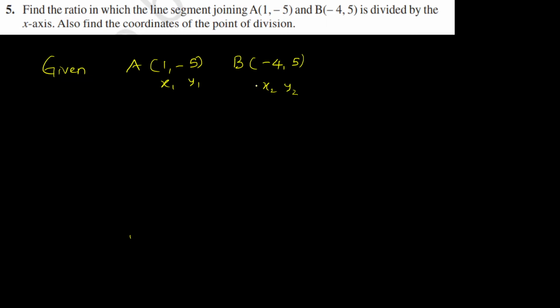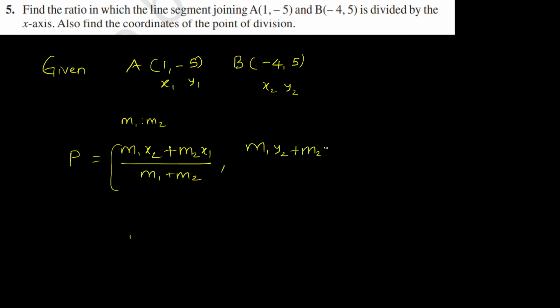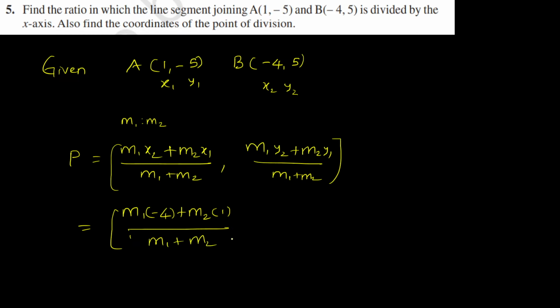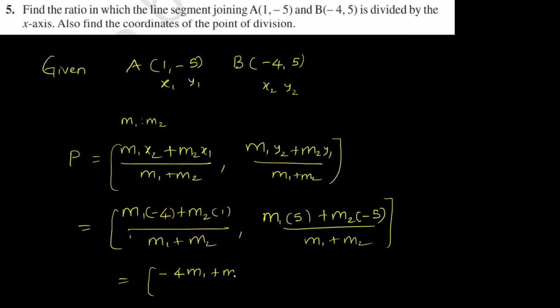Here, in this question, since the ratio is not given, we will assume the ratio as m1 is to m2, and we will find the point of division using the section formula: (m1x2 plus m2x1) by (m1 plus m2), comma (m1y2 plus m2y1) by (m1 plus m2). Now if you substitute it, m1 into x2 which is -4, plus m2 into x1 which is 1, by m1 plus m2, comma m1 into y2 which is 5, plus m2 into y1 which is -5, by m1 plus m2. If you arrange it properly, it will become (-4m1 plus m2) by (m1 plus m2), comma (5m1 minus 5m2) by (m1 plus m2).